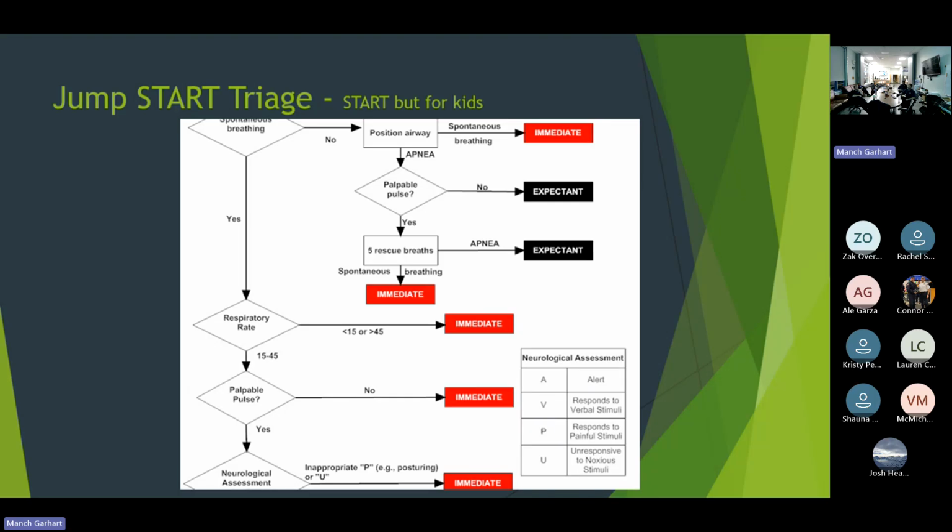Palpable pulses, again, go down, grab the radial pulse, see if you feel anything. Neurological assessment: inappropriate posturing, unresponsiveness. Think about their appearance and their response. Are they clinging on to their mother, bawling their eyes out? Are they silent, still, and floppy? This is stuff we have to think about for what we're dealing with.